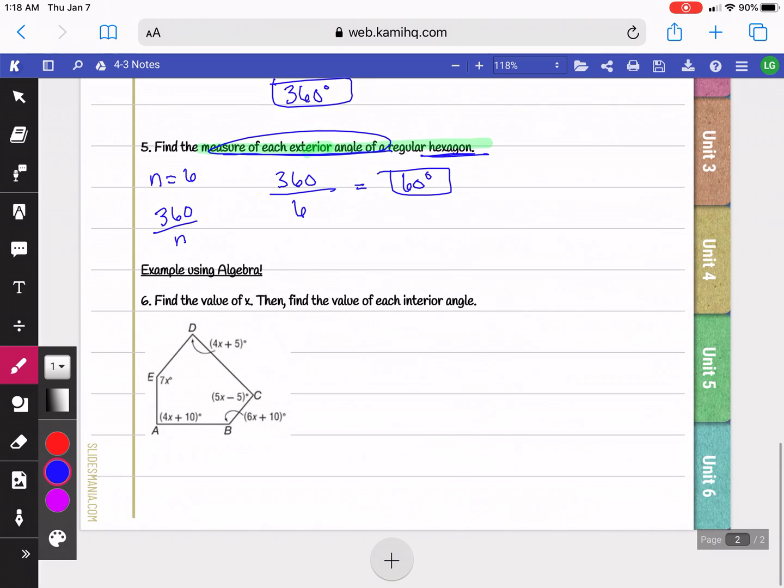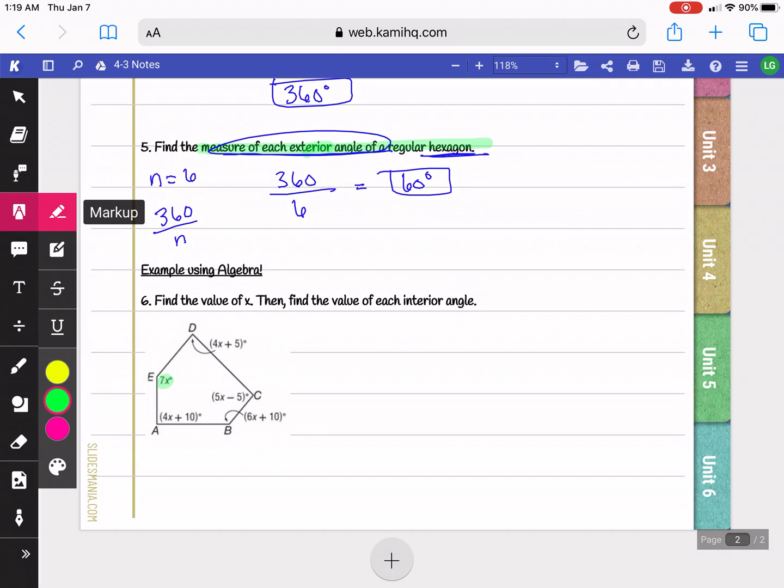This last problem is going to tie several things together, and we're going to be using algebra. So this time they gave us a drawing. This is not a regular polygon. It's one where all the angles are different, but you can still use the sum theorem. So here, since we notice all the angles are on the inside, we can use the interior angle sum theorem because if we know the number of sides, we'll know what all the interior angles add up to.